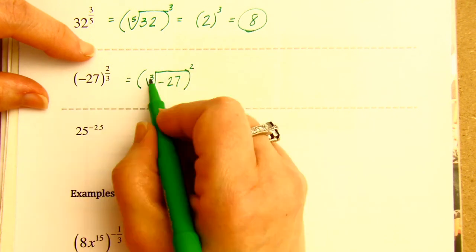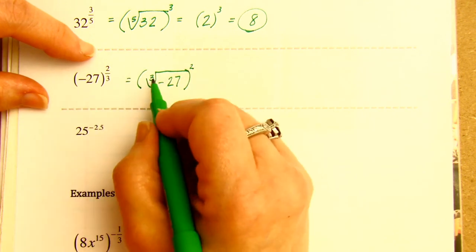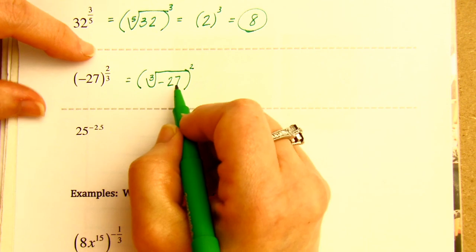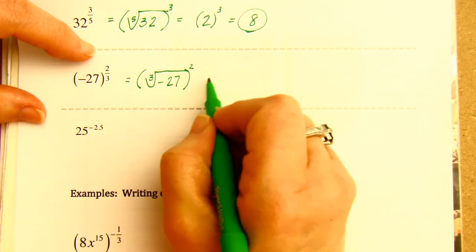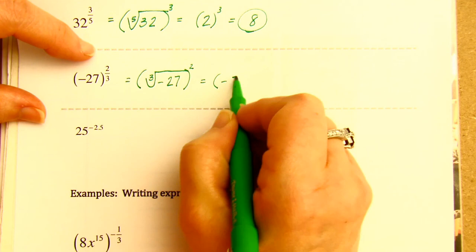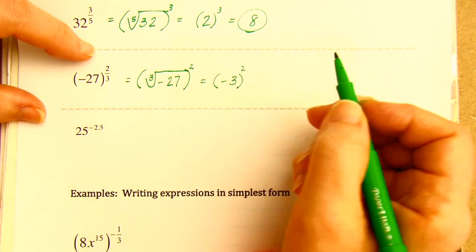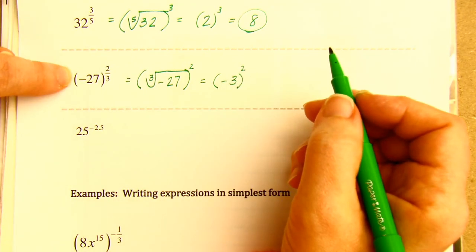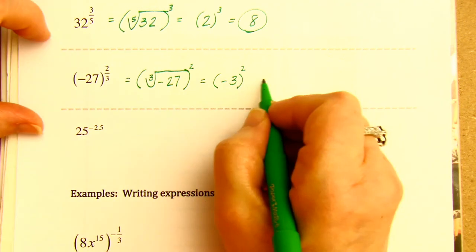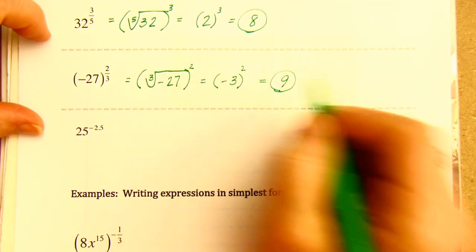Here's my power, here's my root. Cube root of 27 is 3. This number inside the parentheses becomes negative 3. And since it's in parentheses, and it was in parentheses to start with, when I square negative 3, it's positive. So this answer is positive 9.